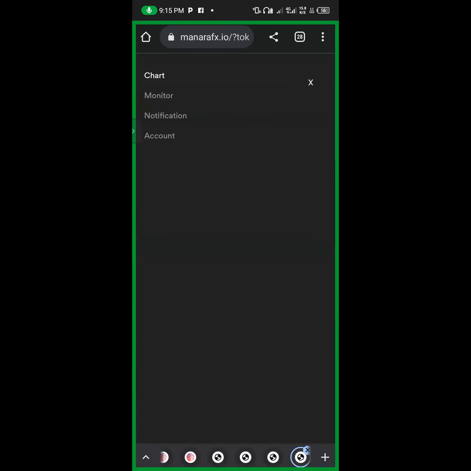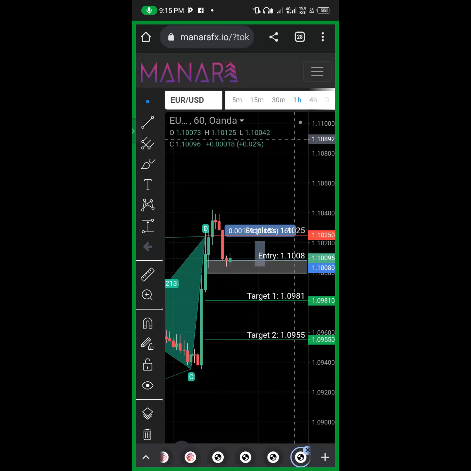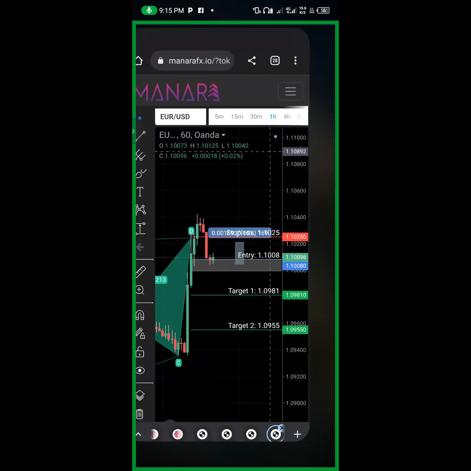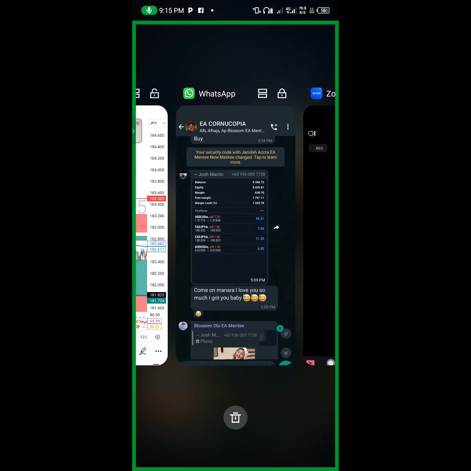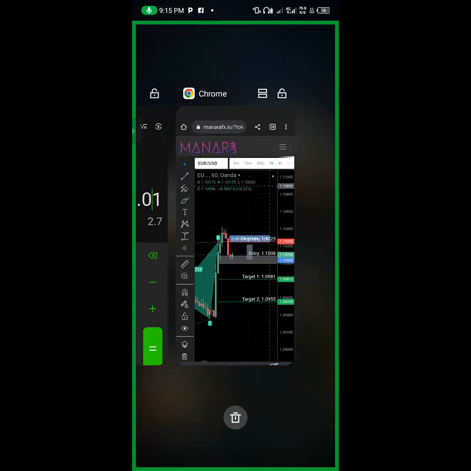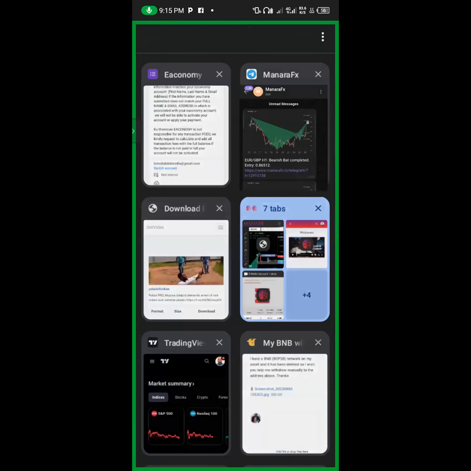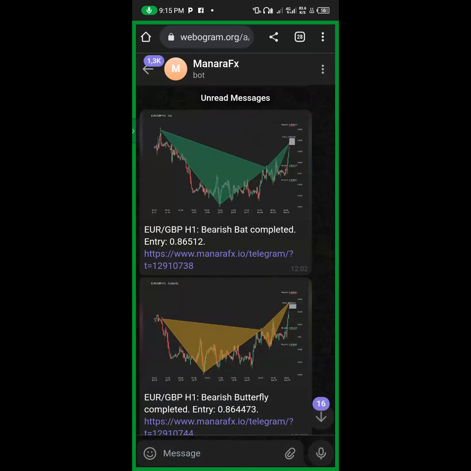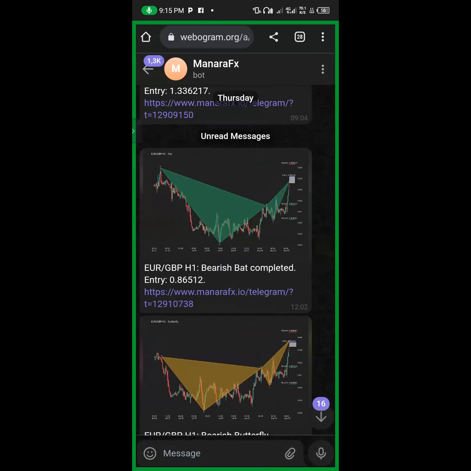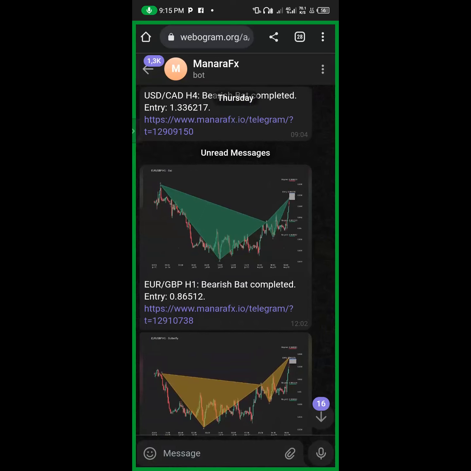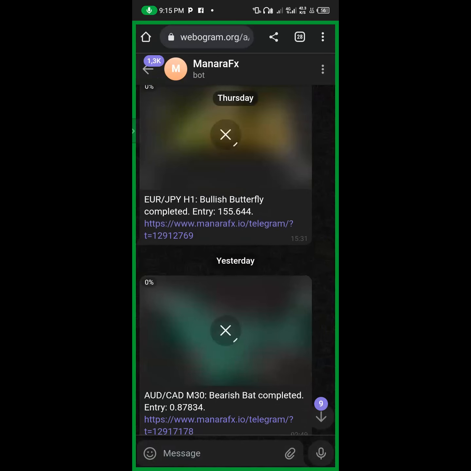Now, talking about how to increase the accuracy like this, because this is how you increase the accuracy. Now, if you notice, let me go to my Telegram. Okay, like I said, I promised you that. I said I was going to show you. Let me show you my Telegram idea. Manara FX. Yeah, there it is. So this was, let's go down.